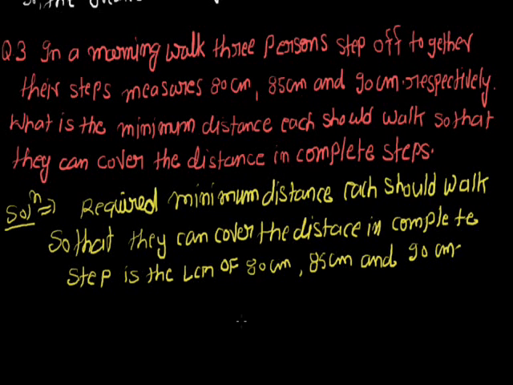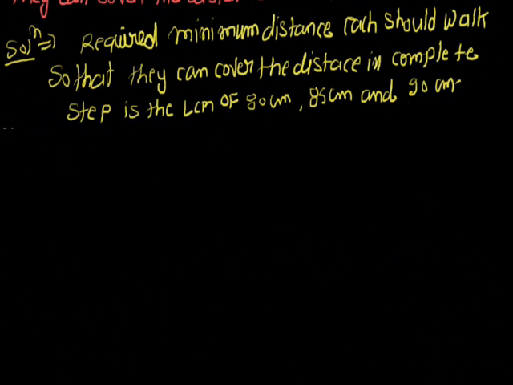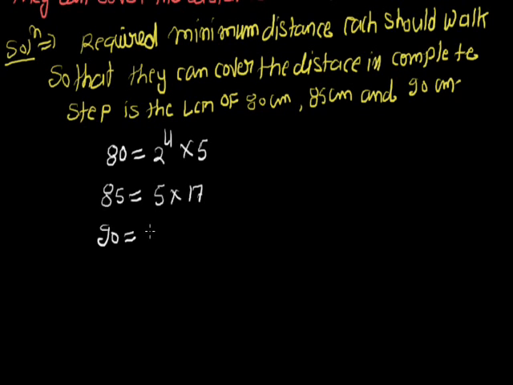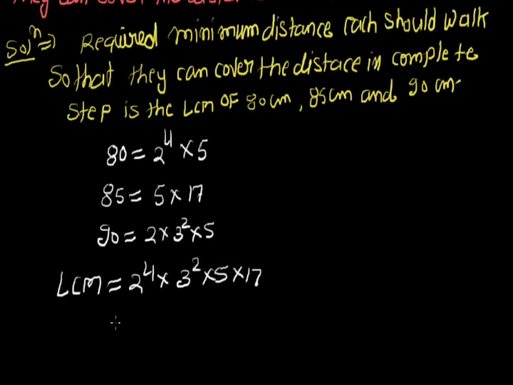Now let us find the LCM of all three numbers. For this purpose, let us factorize all three numbers. 80 can be written as 2 to the power 4 into 5. Then 85 can be written as 5 into 17. Finally 90 can be written as 2 into 3 square into 5. Now the LCM of all three numbers is 2 to the power 4 into 3 to the power 2 into 5 into 17. This value comes out to be 12240 centimeters, or it can also be written as 122 meters 40 centimeters. So that is the minimum distance each should walk so that they can cover the distance in complete steps.